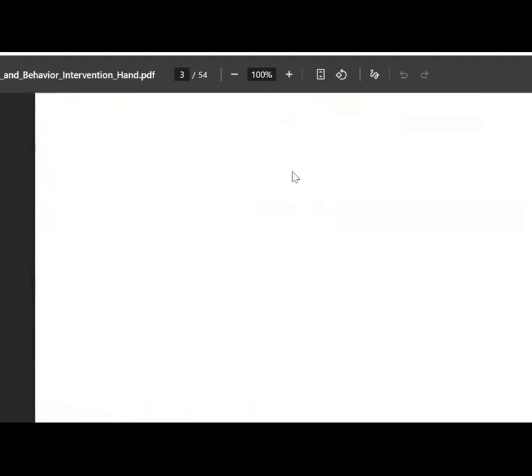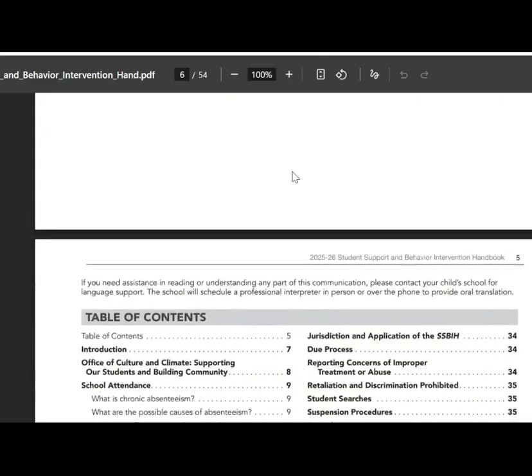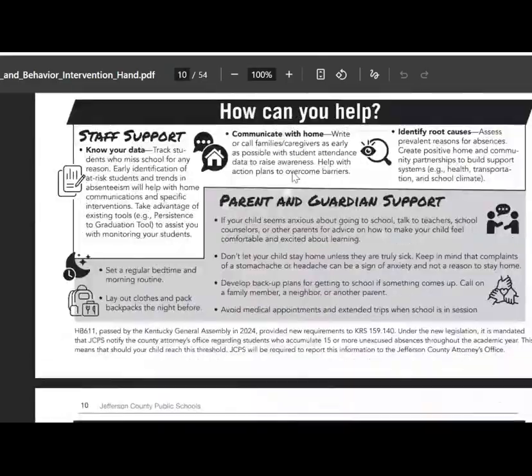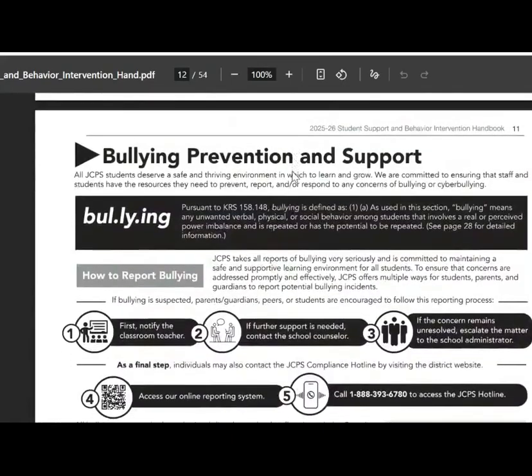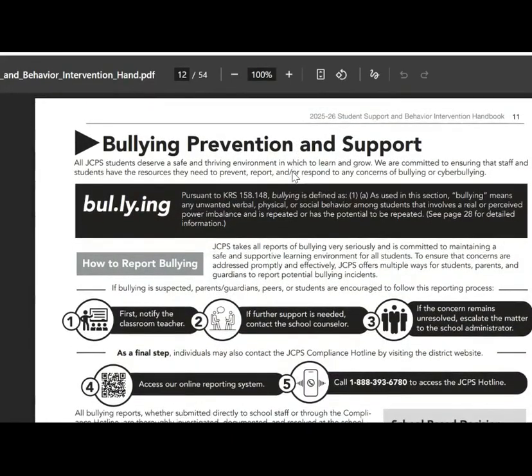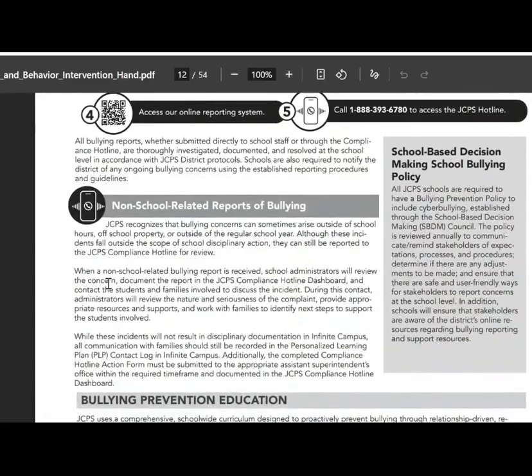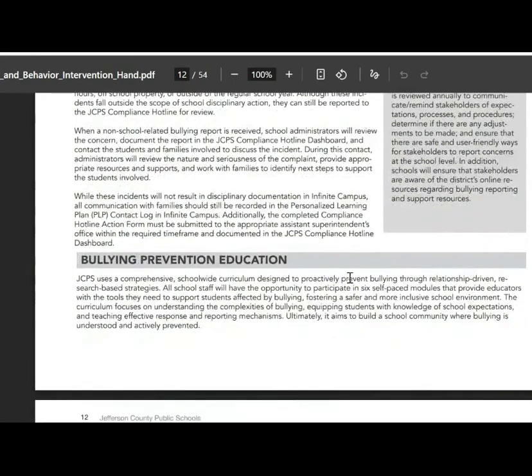Let's look at page 15. Page 15. Get some really good information here. Of course, we know that, and I just showed you the bullying prevention information that you see there. So, of course, it goes over the definition, how to report, which we're going to focus in on a little bit later, gives you information of if things are happening at non-school related events. And then each school should have a SBDM policy about bullying, and then information about the bullying prevention education curriculum we use, which we know is called Character Strong.